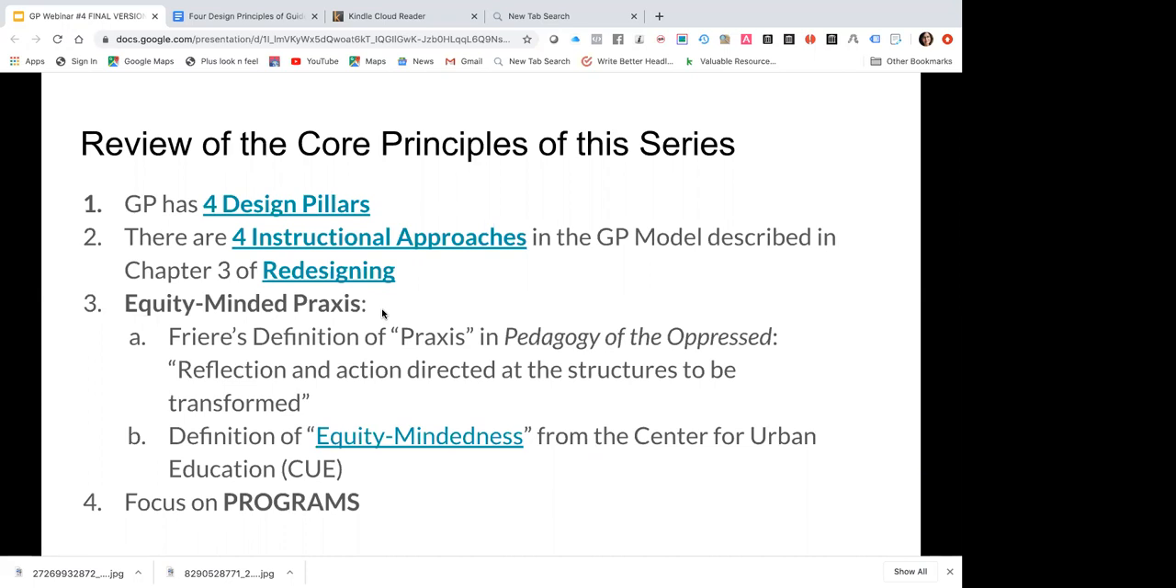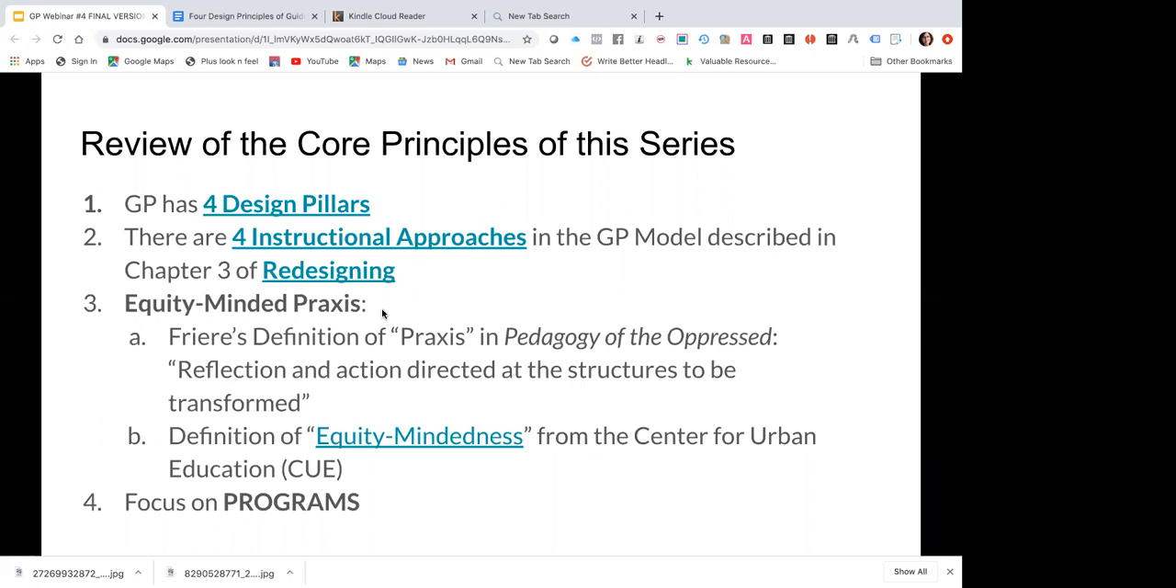I know that I use the words unpacking and deeper dive. It was the way I was trained in graduate school. So I'm just going to say we are going to unpack equity-mindedness and do a deeper dive by explaining what that means in the context of guided pathways.